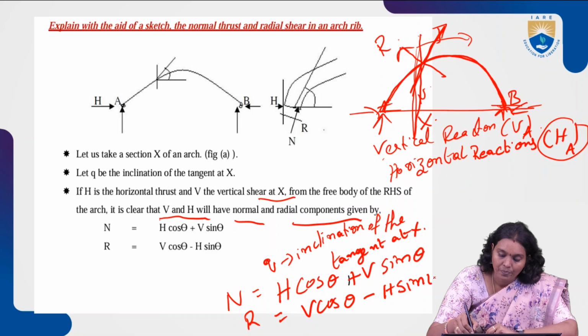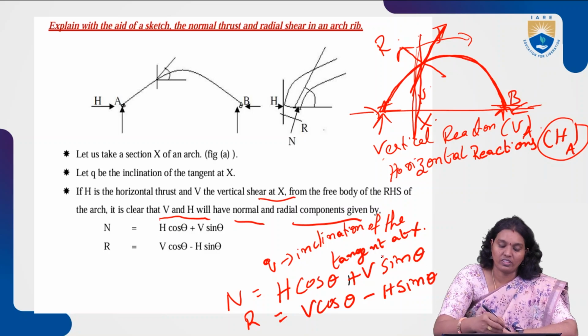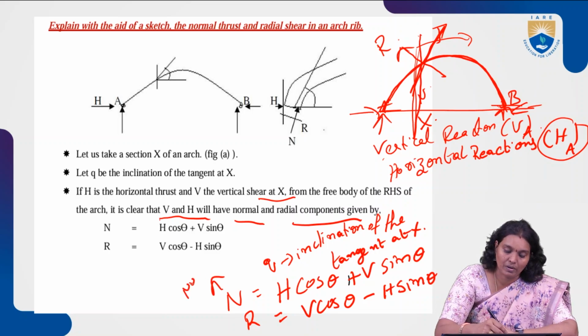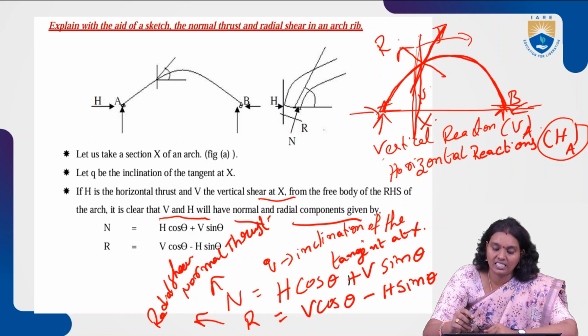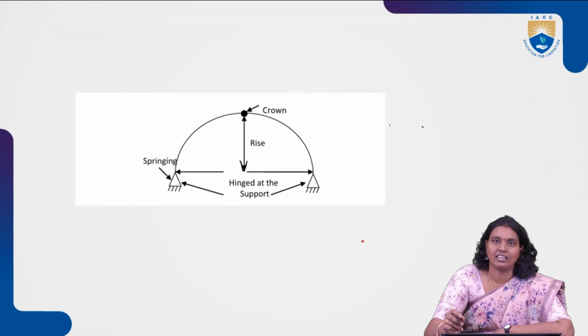These are the equations which we know for the normal thrust. N is nothing but the normal thrust. R is nothing but the radial shear. And what this theta is, we will see in our next slide.